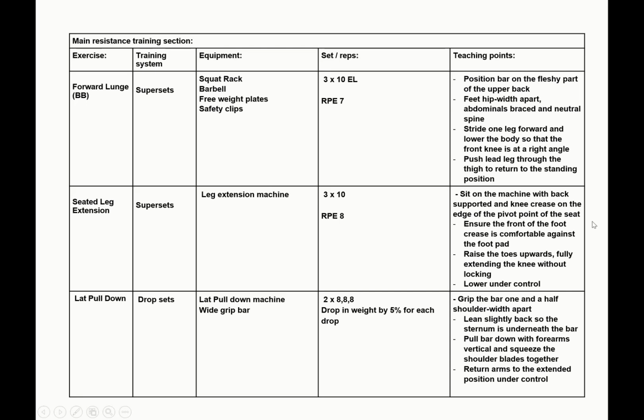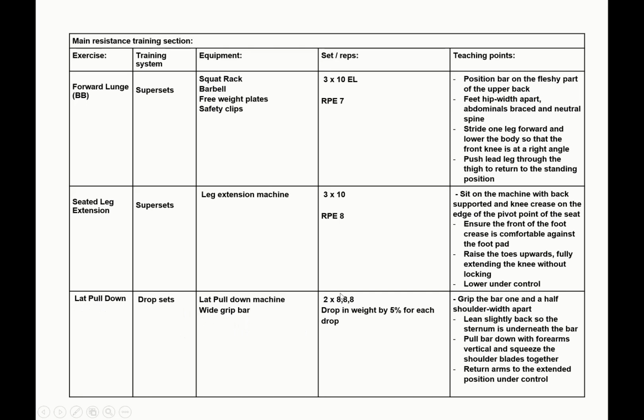For this particular exercise, we've chosen the lat pull down. So of course we're going to need a lat pull down machine, and because we're emphasizing the latissimus dorsi, we're going to use a wide grip bar. In keeping with the drop set theory, of course we're going to do 2 sets, but one set is going to be equal to 24 reps.